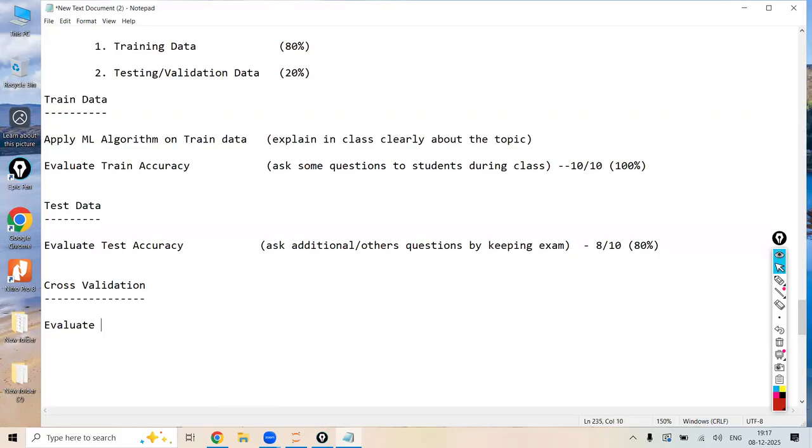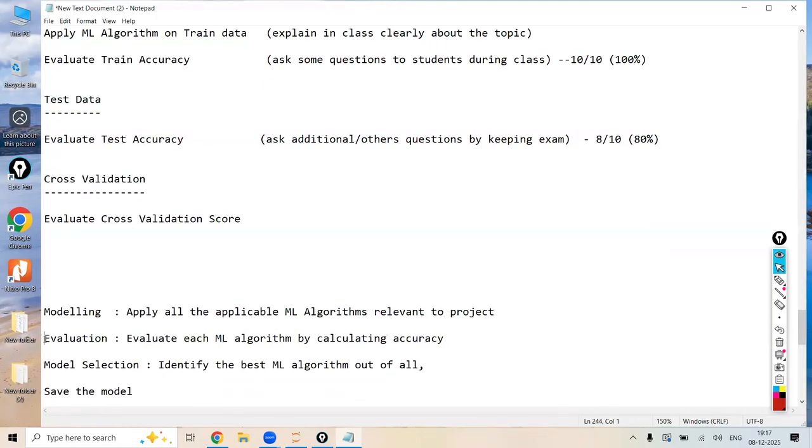These three come under evaluate. What are the three things? First one, train accuracy. Second one is called test accuracy. Third one is called cross validation score. Total three. So three of them we are going to evaluate. This we call evaluation.